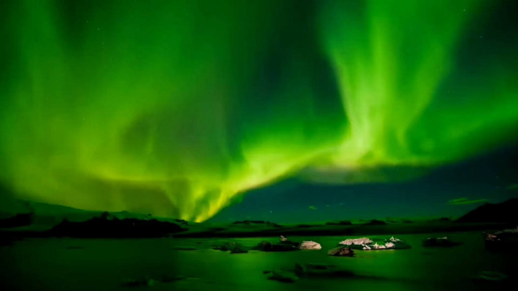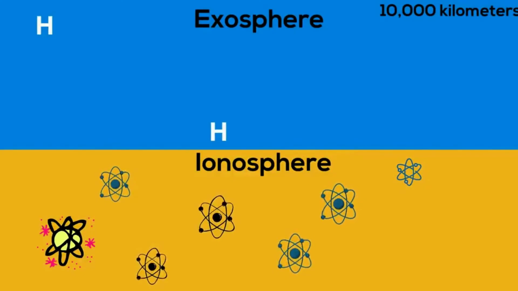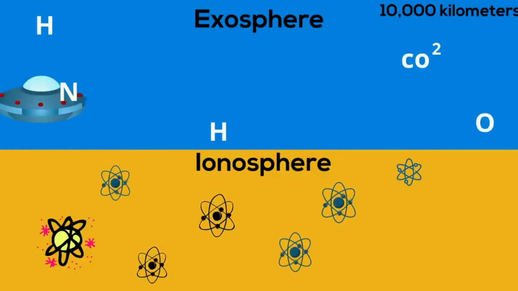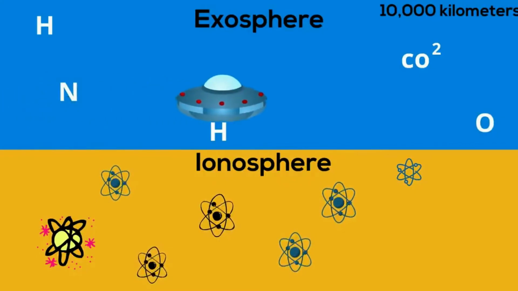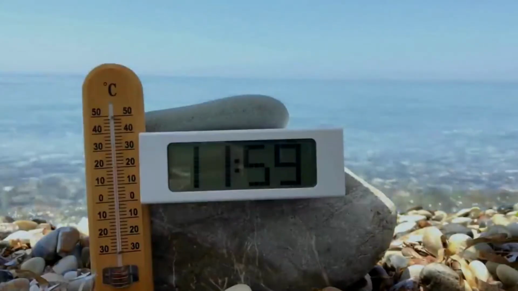The exosphere is the outermost layer of our atmosphere and stretches almost 10,000 kilometers into space. It is composed of helium and several heavier molecules, including nitrogen, oxygen, and carbon dioxide, but they're spread very far apart. It is also home to the satellites. Each layer is classified according to temperature.